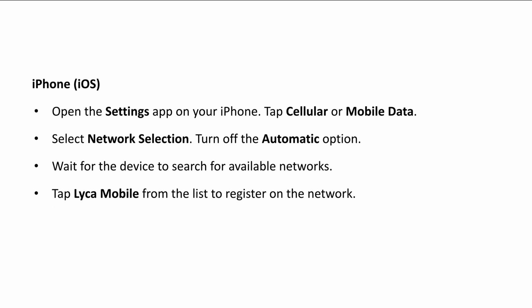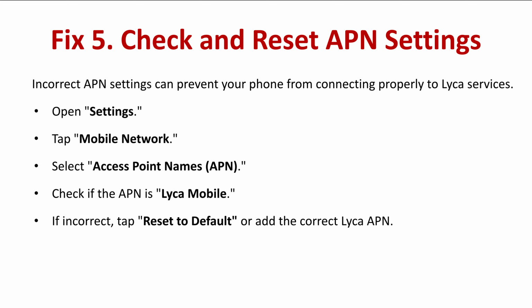In iOS, open the settings app on your iPhone, tap cellular or mobile data, select network selection, turn off the automatic option. Wait for the device to search for available networks. Tap Lyca mobile from the list to register on the network. Fifth fix is check and reset APN settings.